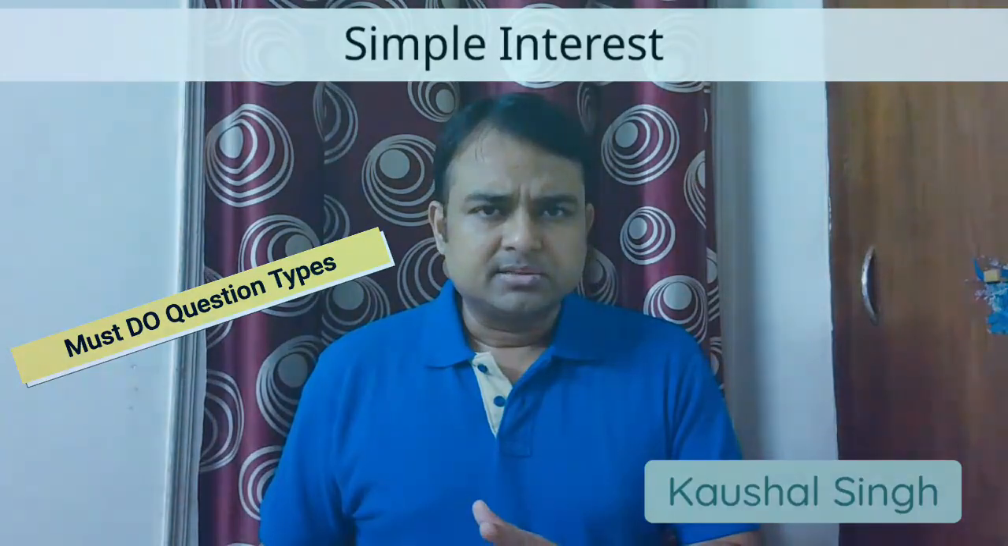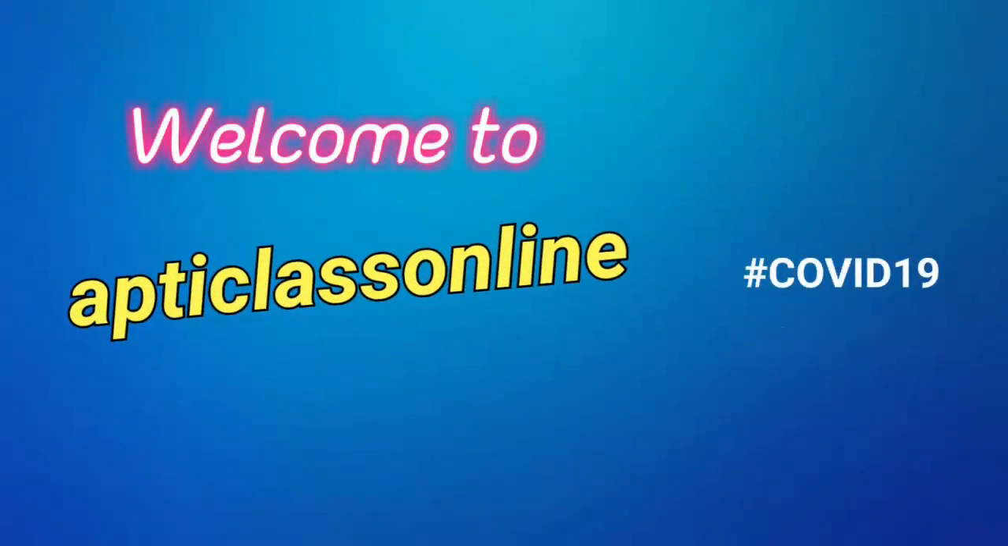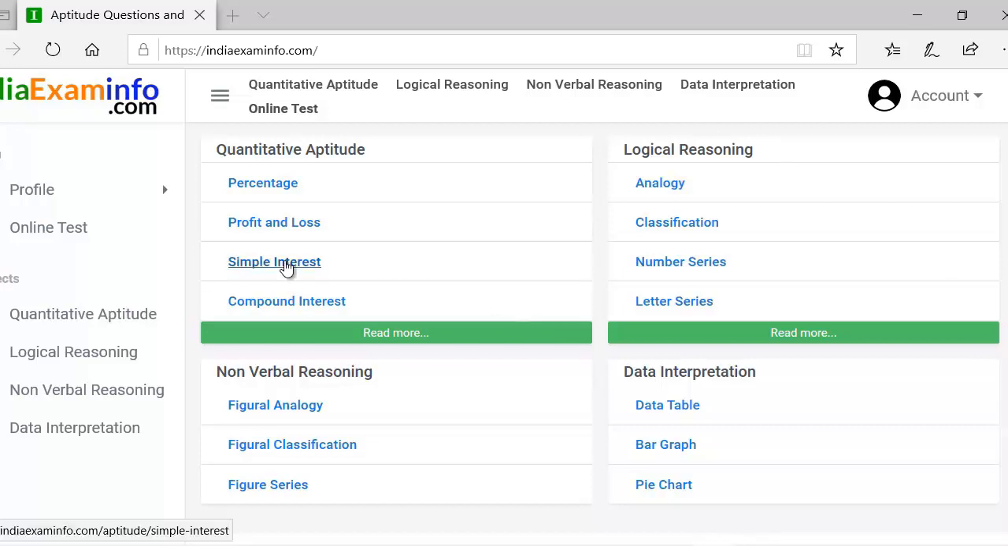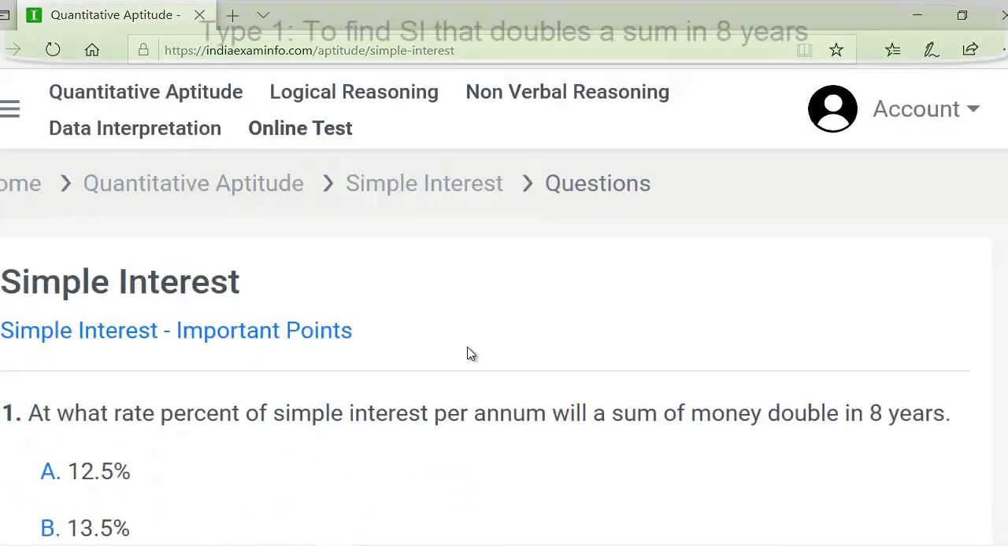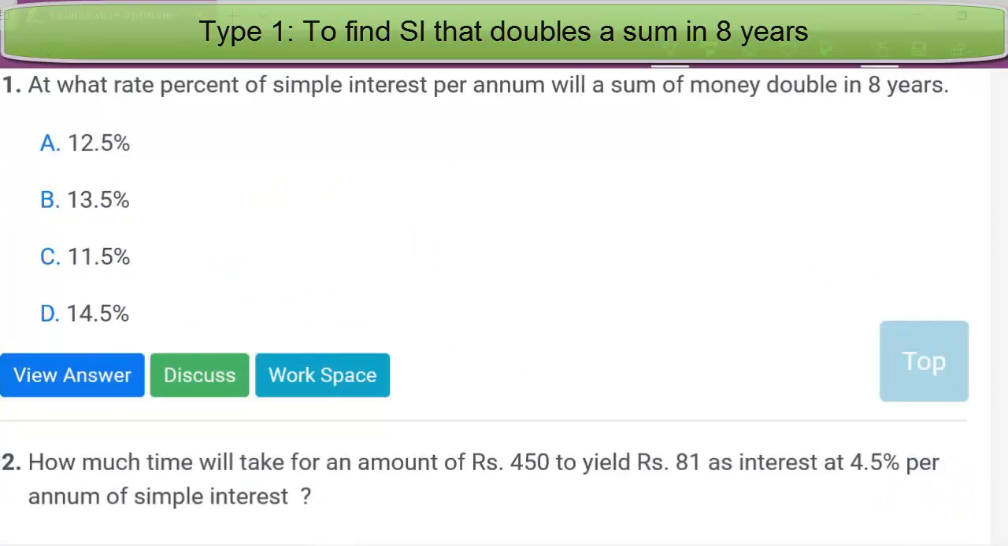Let's start. So I am going to the exam resource and then going for the topic simple interest. Okay, so here we have the first question. So this is the first type of question.